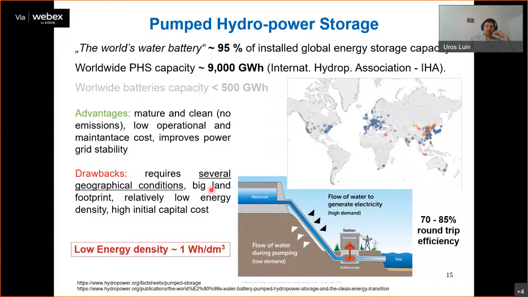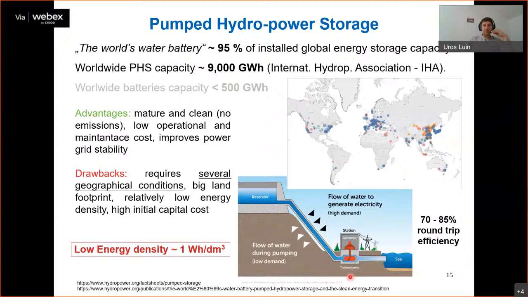It requires several geographical conditions. Just imagine you need to pump water uphill and then downhill, so you need to have hills. If you have a land where everything is flat, you cannot install such technology. Also, you need water, so some source of water. What else is a drawback is a big land footprint, relatively low energy density, and very high initial capital costs.